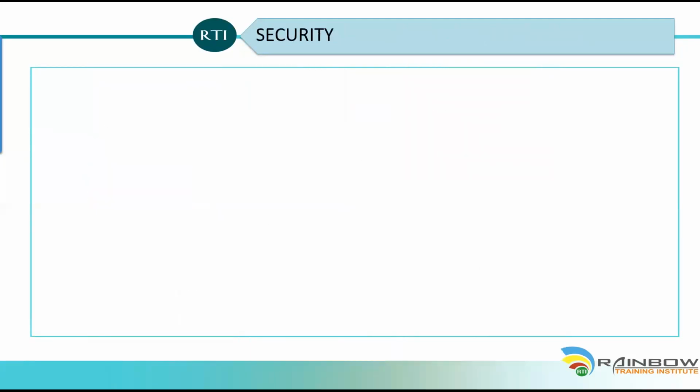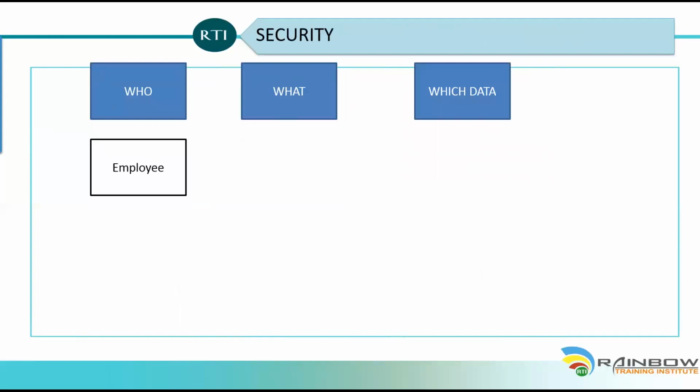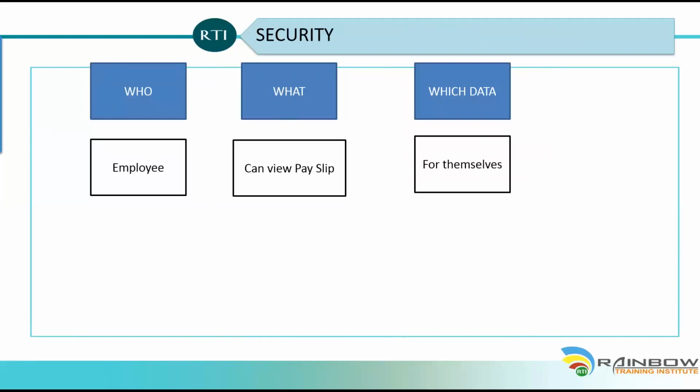Okay. So there are two more things which, as part of this Fusion technical training, we need to learn. That is security. Security typically says who will access the data, and what data they have access to. For example, an employee can access the payslip, but only for themselves. They cannot see the payslips of other employees, whereas a payroll specialist can view the payslip for other employees too. So that is the security we have to implement in Fusion.